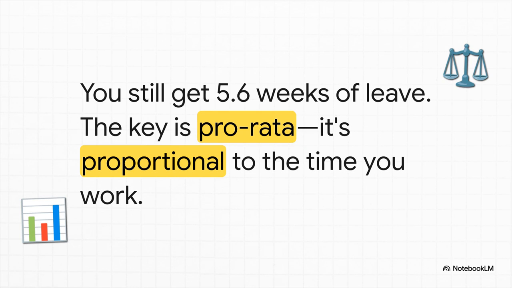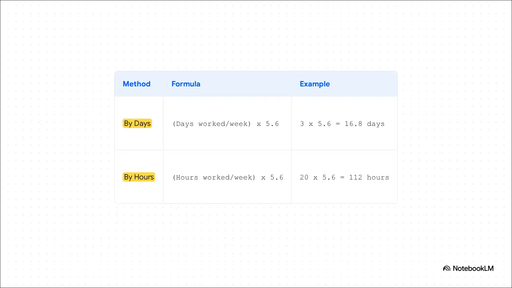Okay, but what if you're part-time? No worries, you still get your 5.6 weeks of leave. The key phrase to know here is pro rata. It's just a fancy way of saying your holiday is directly proportional to the amount of time you work. And here's how that actually works in practice. If you work, say, 3 days a week, you just multiply those 3 days by 5.6, which gives you 16.8 days of paid leave per year.